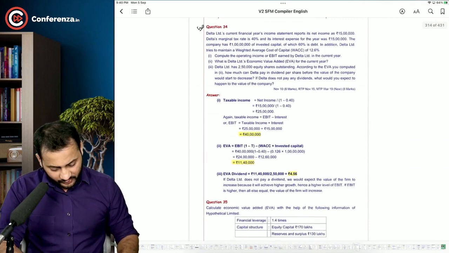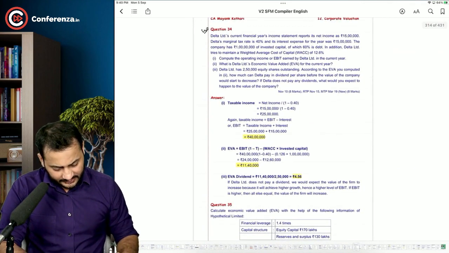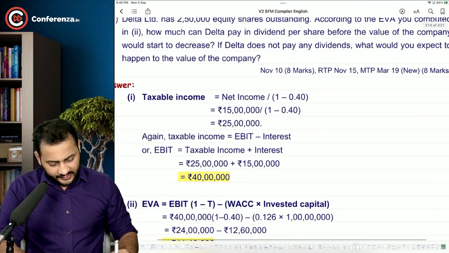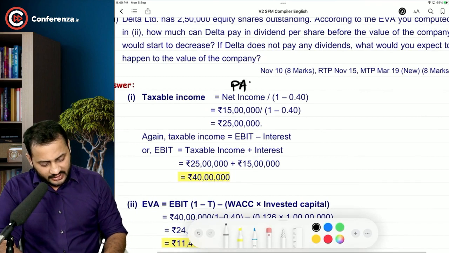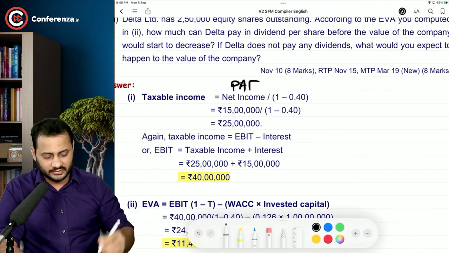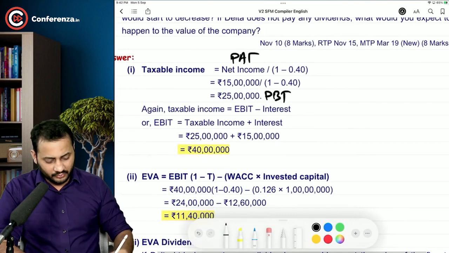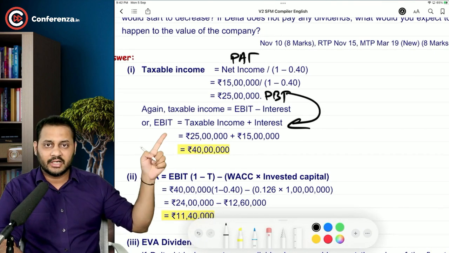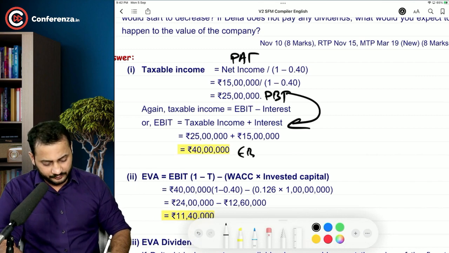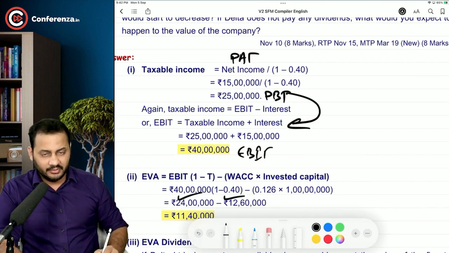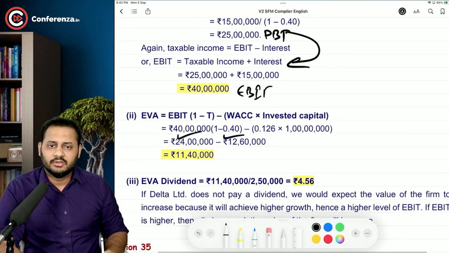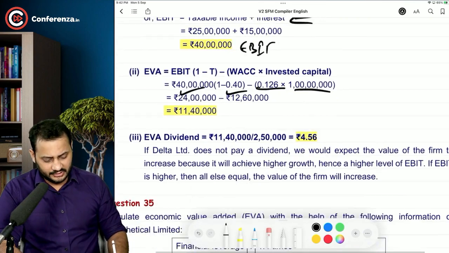Question number 34 is easy. You will take that as homework. Again, in this question, see what has been given. Profit after tax is given. So what we did is first we calculated profit before tax, right? And after calculating it, we added interest to that. So this is EBIT and then EBIT times (1 minus tax). That's it. Simple. The rest of the figures are given in the question itself.